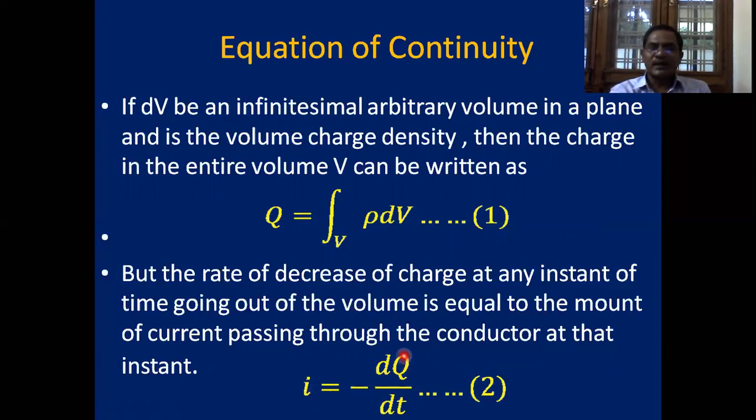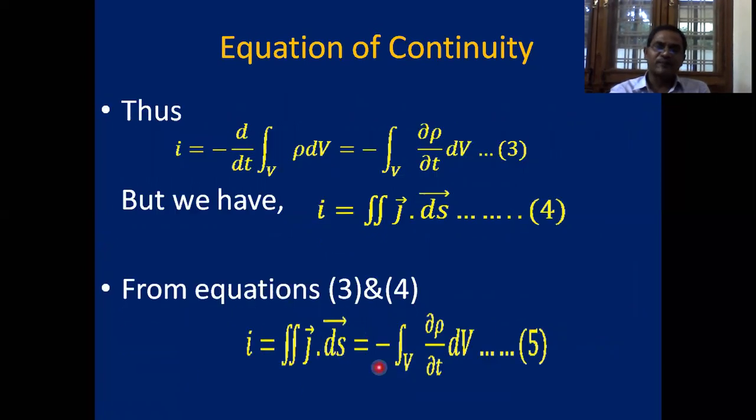That is I equal to minus dq by dt. Let me repeat. The amount of current passing through the conductor should be equal to the rate of decrease of charge at an instant of time that is leaving the considered volume. So I equal to minus d by dt of q, but q equals the volume integral of rho dV. So this is equal to minus the volume integral of d by dt; inside the integral we get dou rho by dou t into dV. This is equation 3.